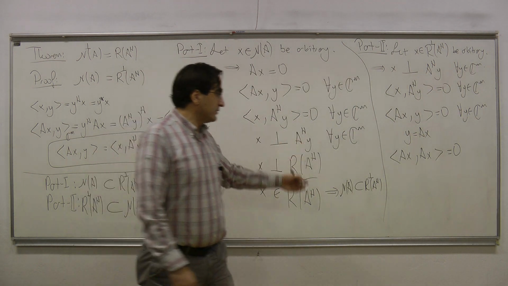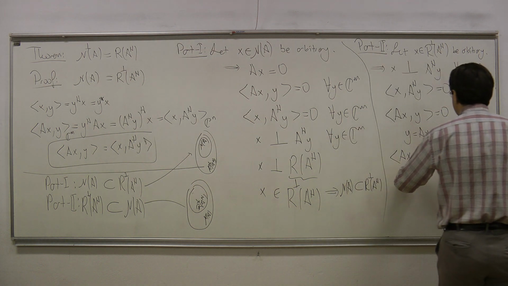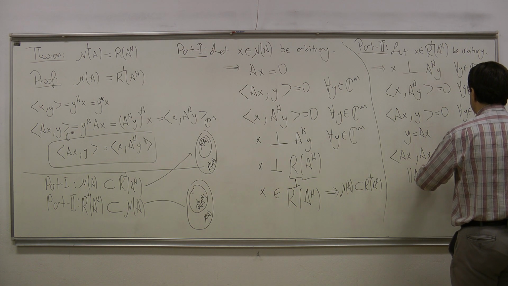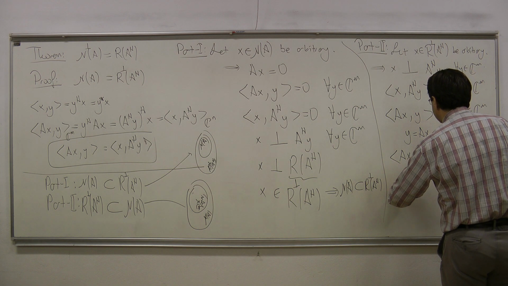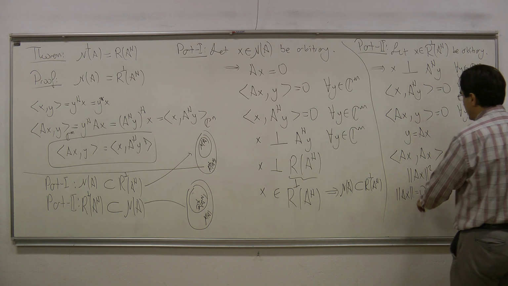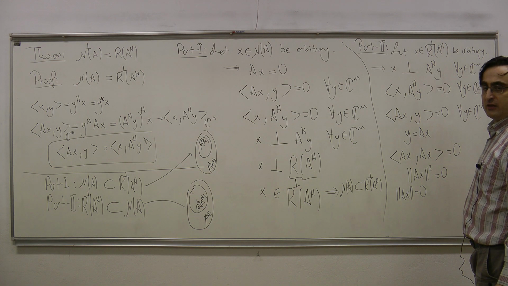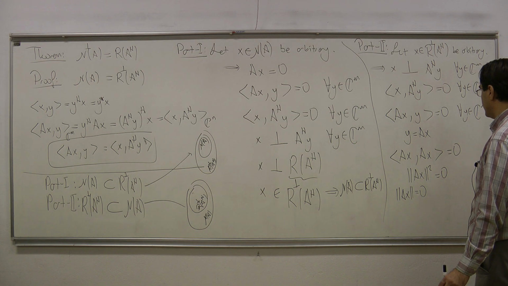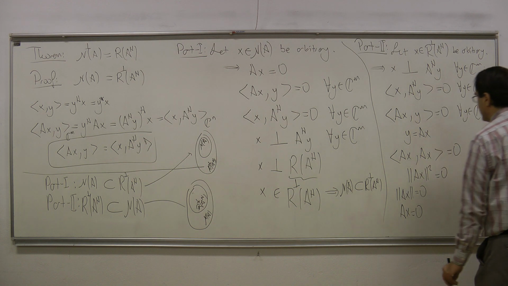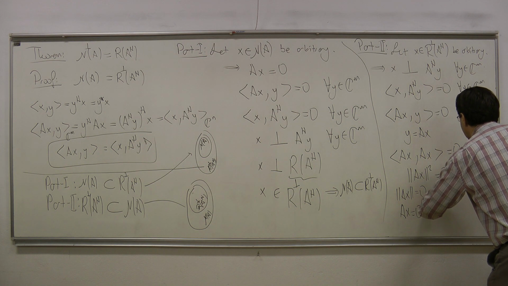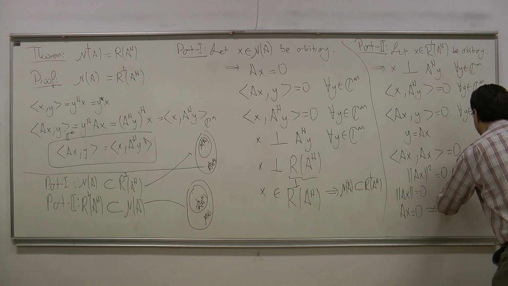And I know that this is nothing but the AX norm square is equal to 0. And that means that AX norm is equal to 0. And if the norm of a vector in Cm is equal to 0, then that vector should be equal to 0. AX is equal to 0, which means that X is inside the null space of A.